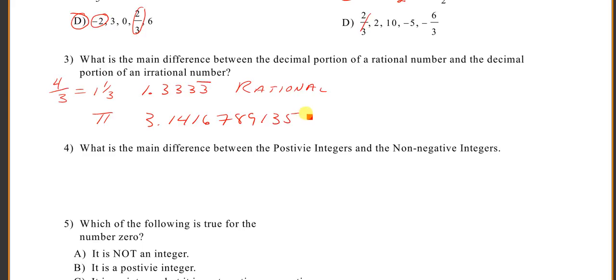So in summary, a rational number has a decimal portion that will repeat and go on forever, or it can end, whereas an irrational number will have a decimal portion that never ends and never repeats. What's the main difference between a positive integer and a non-negative integer? The number 0, that is not positive or negative.